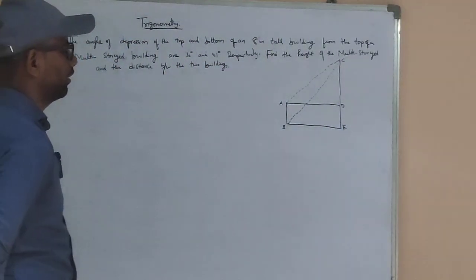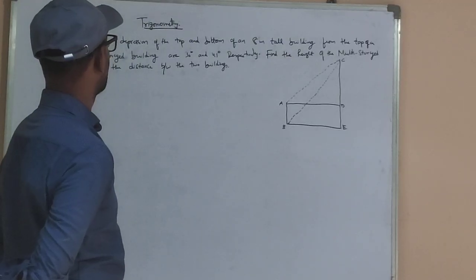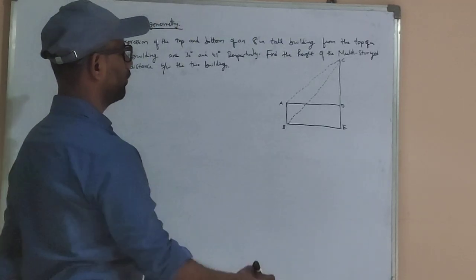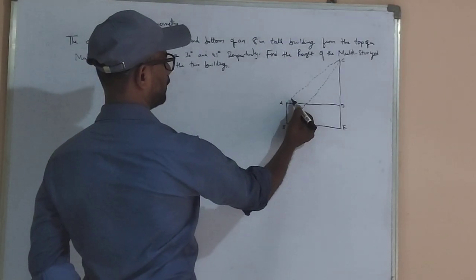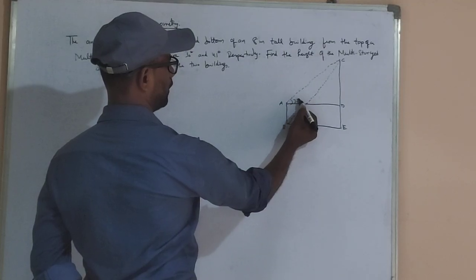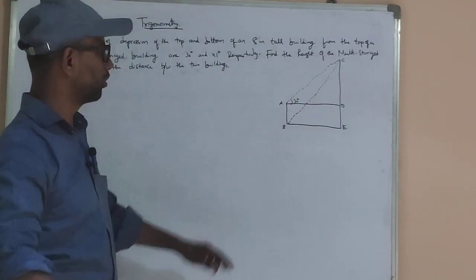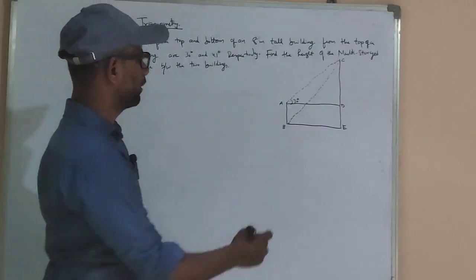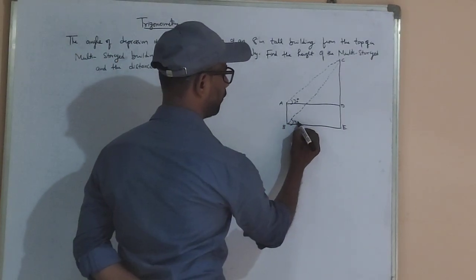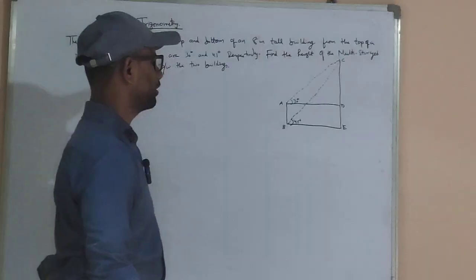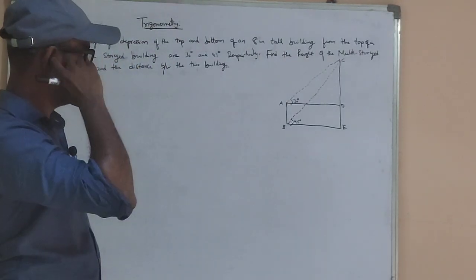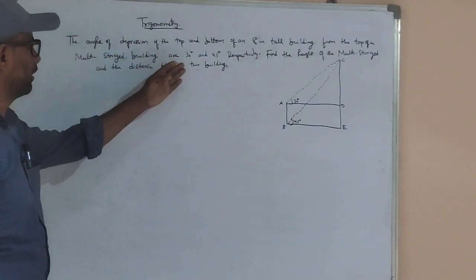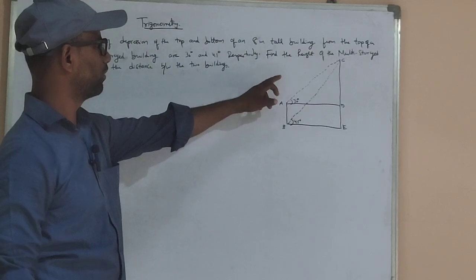Angle of depression means here it is. First it is 30 degrees for the top A. Next for the bottom of the building, it is making 45 degrees. Now what he is saying, 30 degrees and 45 degrees respectively. Find the height of the multi-storied building.